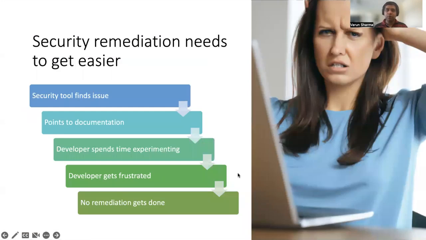Unfortunately, the same is not true for security remediation. Historically, security tools tend to find issues and then point towards documentation for the fixes. And so the developers are expected to read through the documentation, figure out what the right fix should be, and then implement it. And this means that there is a learning curve to implement the fix, and one has to experiment a bit to figure out whether the fix is really going to work or not. And this causes frustration. And as a result, not a lot of security remediation gets done.